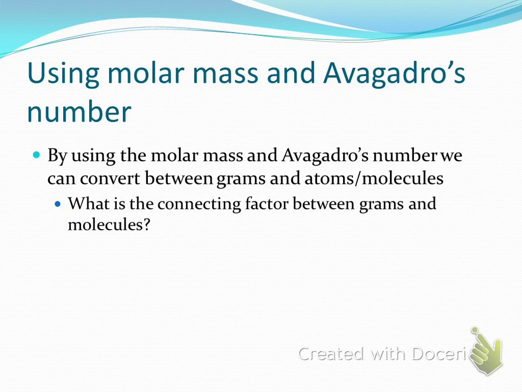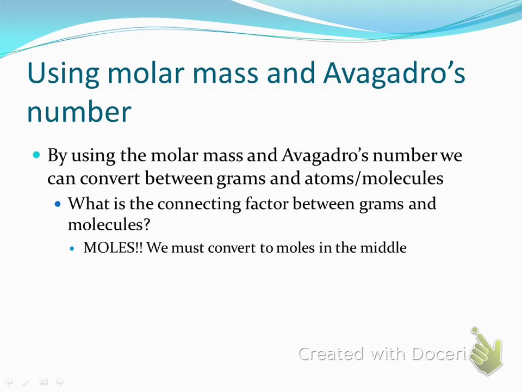But what's the connecting factor? What do we have to stop at in between grams and molecules? We have to use moles. It doesn't mean we have to do 2 separate T-charts. It just means that somewhere we've got to go to moles in between those. We don't know how many grams are in 4.89 times 10 to the 24th of a substance, right? We don't know how many grams, but we can find out how many moles, and then we can find out how many grams. So we've got to have that be our middleman.